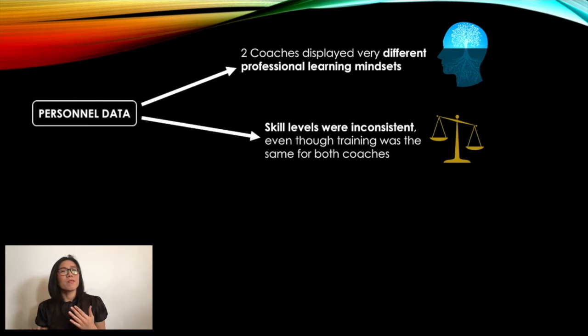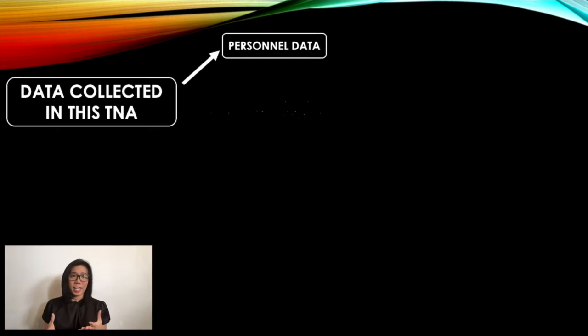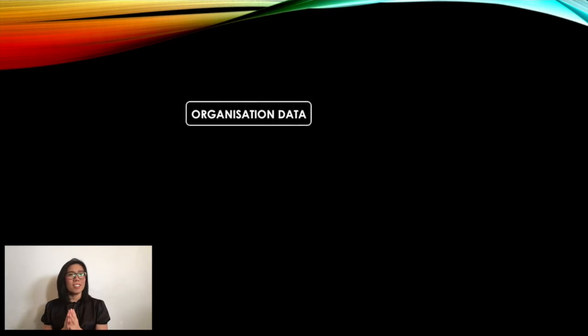Personnel data showed very different professional mindsets between the two coaches. Their competency levels were quite different even though the training had been the same for them. The competent coach displayed a higher level of self-awareness and reflection skills and was more willing and able to communicate their needs. Organisation data revealed some interesting details.